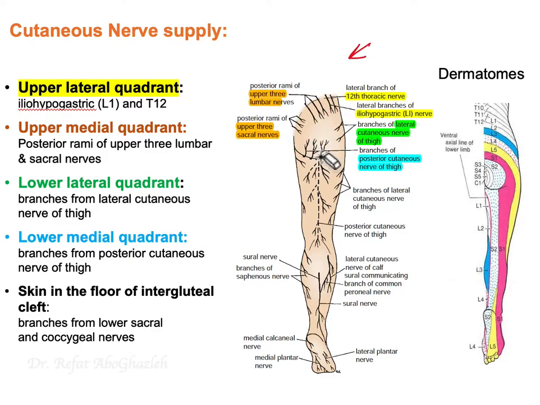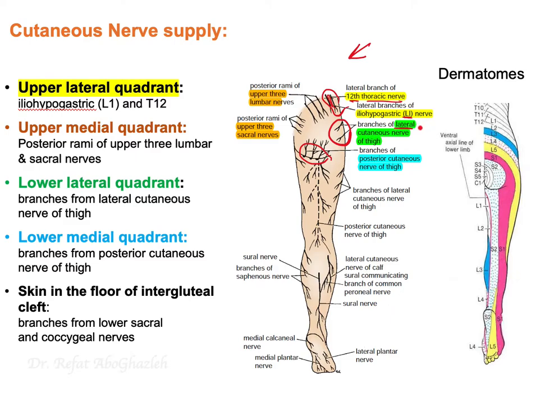So let us erase these things, and simply the upper lateral quadrant here is innervated by the 12th thoracic nerve and the iliohypogastric nerve, which is a branch of L1. That means T12 and L1. Very simple. Now, there is an easy way to remember these two quadrants. The lower lateral one is innervated by the lateral cutaneous nerve of thigh, but this posteriorly is innervated by the posterior cutaneous nerve of thigh. The same name, but this is lateral.